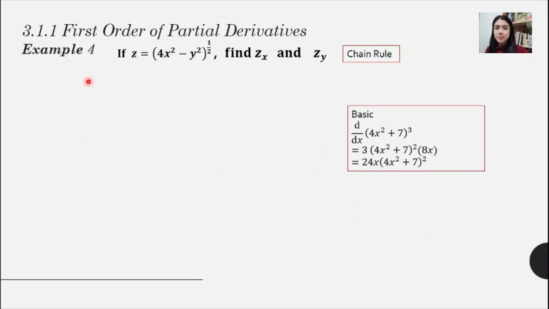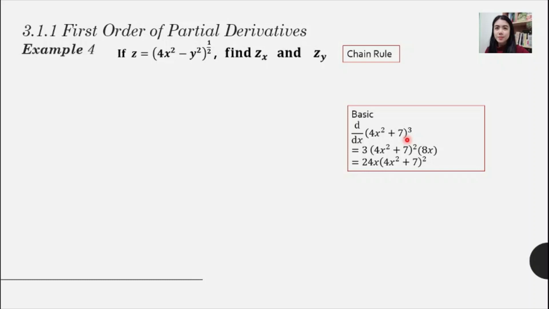Let's look at example 4. But before we go to solve this example 4, we go back to the basics first, the basics that involve the chain rule. When you have an equation that contains one variable and you want to differentiate with respect to x, we're going to apply the chain rule here. So what you have to do is look at it layer by layer.